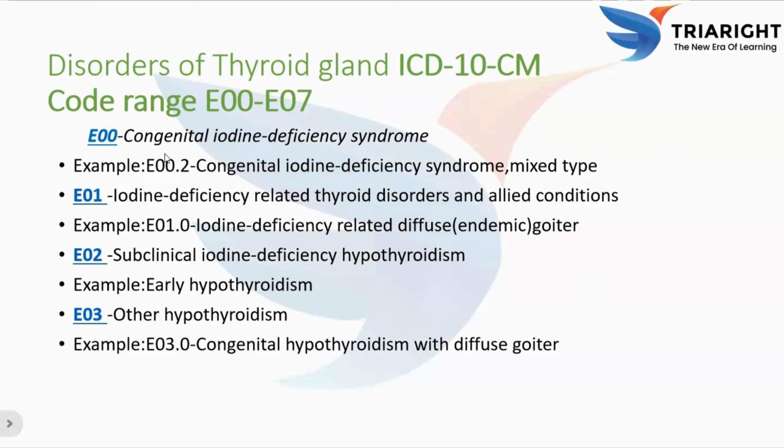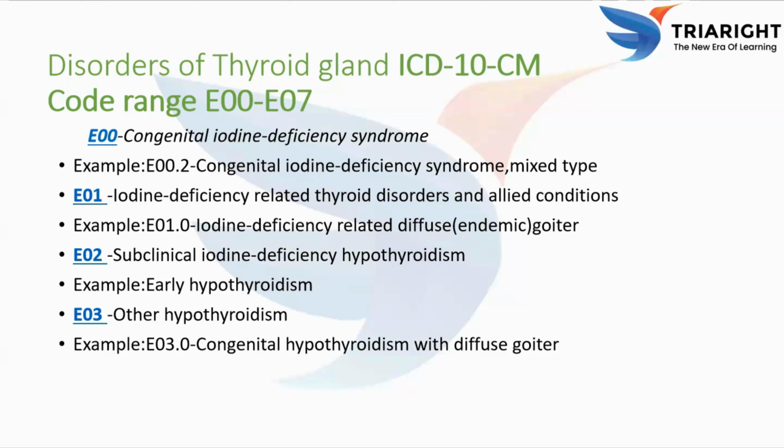So what do you mean by congenital? It means present at birth. Whatever is already present at birth is defined as congenital. These disorders occur due to the lack of iodine. Iodine deficiency means lack of iodine during pregnancy, affecting the baby's thyroid development. This may lead to mental retardation, stunted growth or goiter.